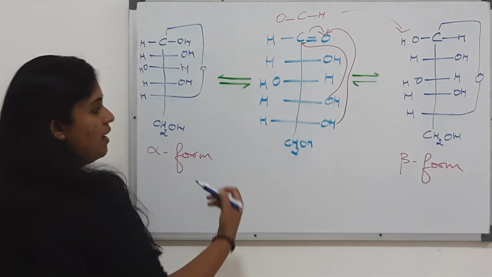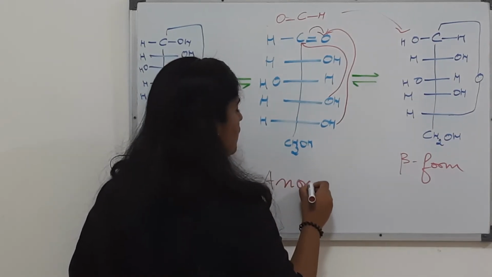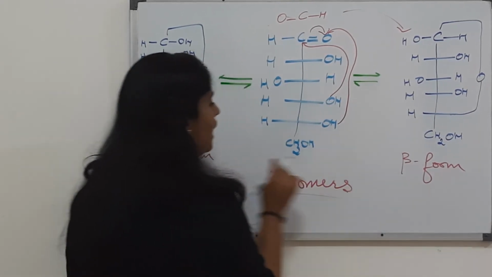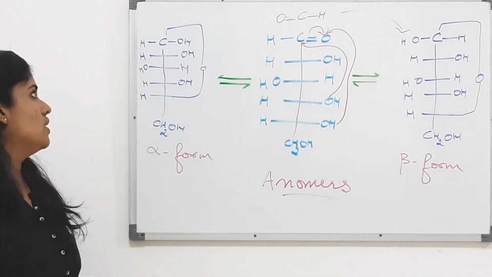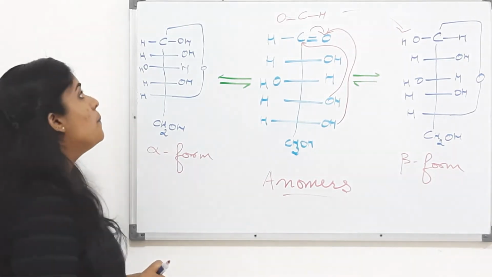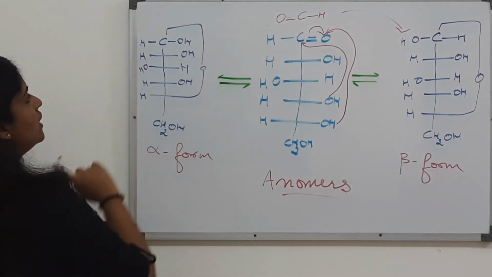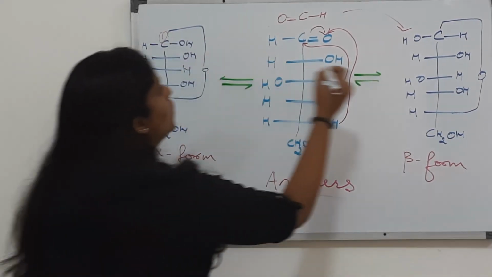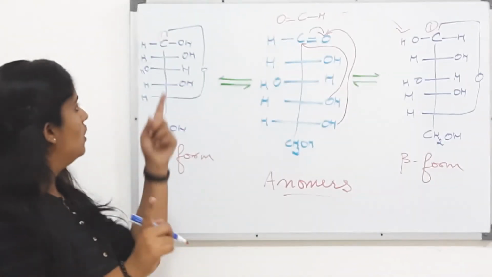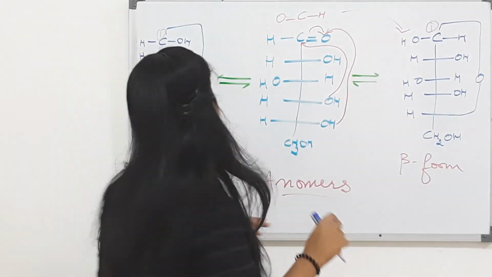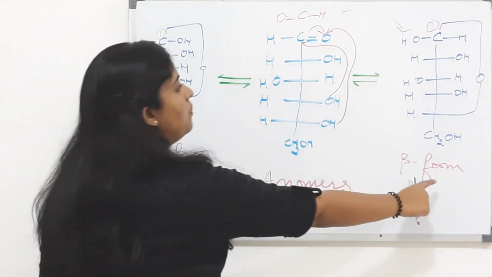Now these alpha and beta forms are called anomers. The term anomers is used to refer to such alpha and beta forms. So what are anomers? If you look at these two structures, you can see that they are optical isomers, yes, but they are not mirror images of each other, because of just this first carbon. Only at the first carbon is there a change in the position of the H and OH groups, between alpha and beta.